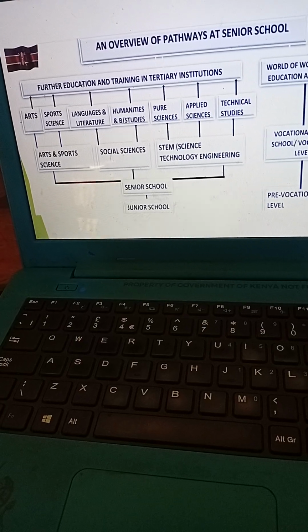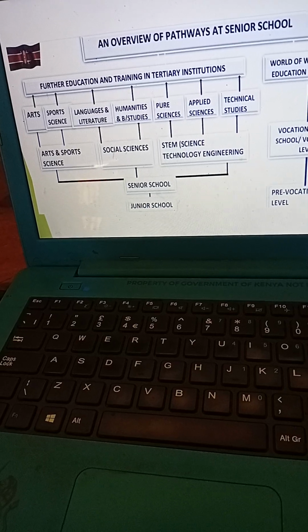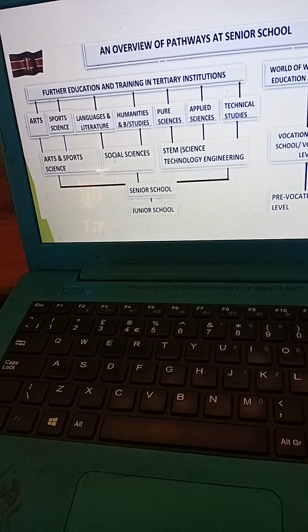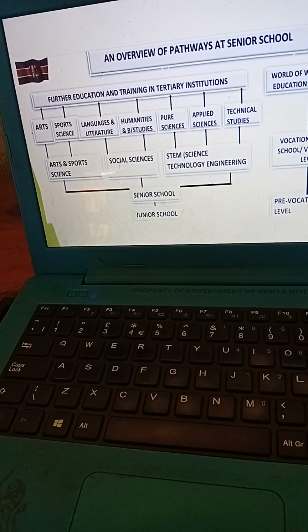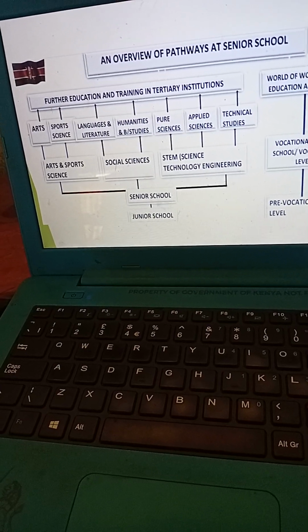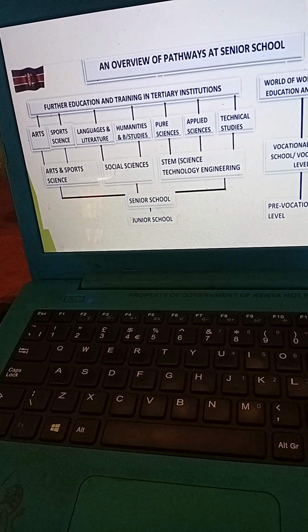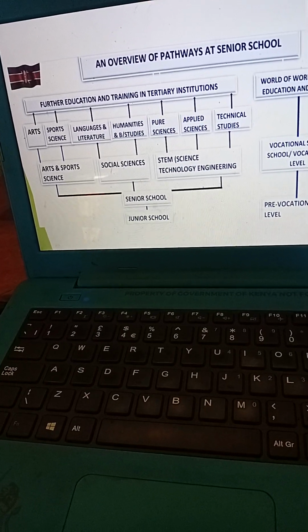In the next video, I'm going to show you how you can access the pathways. You view the subjects that each school offers, the subjects within your track. If you want to go to pure sciences, the subjects that you can select in that track, applied sciences, humanities and business studies. I'll share that in my next video, so stay tuned.